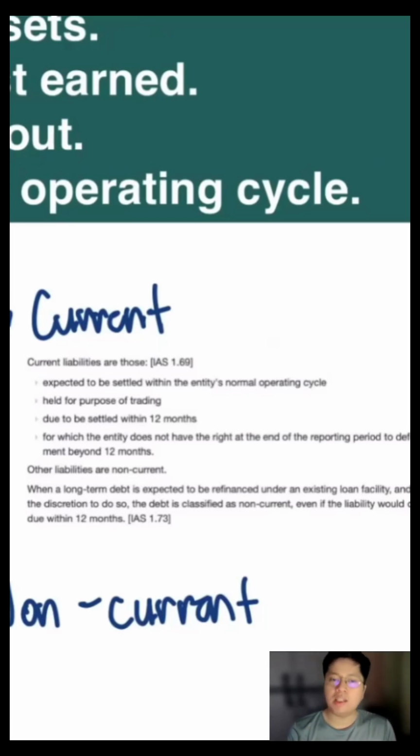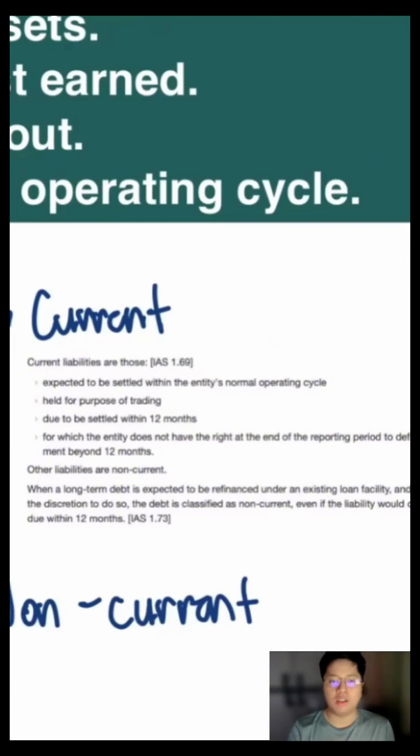If the liabilities are due to be settled within 12 months, so let's say your accounting year end is a calendar period, so that will end on December 31 of year 2024. Then, if a liability is due to be settled 12 months after December 31, 2024, then that should be considered as your current liabilities.